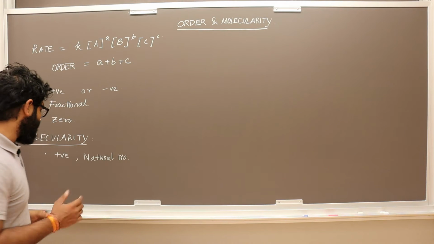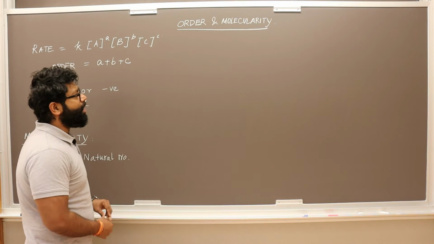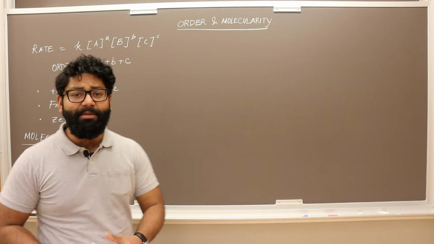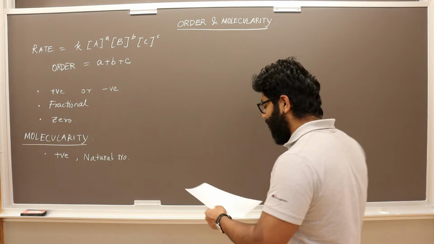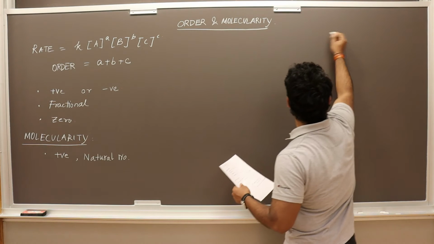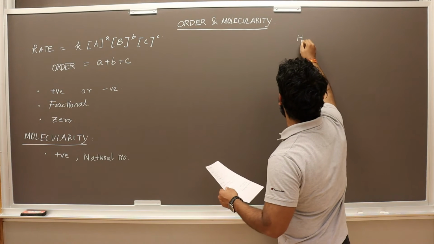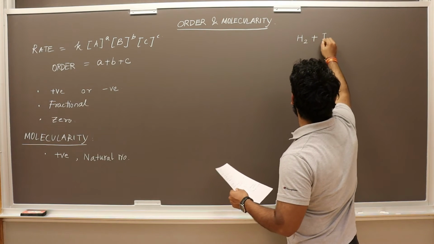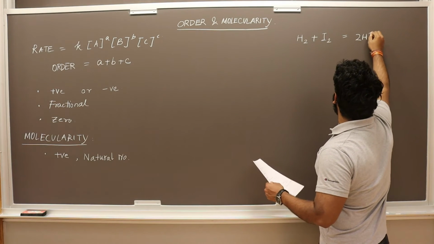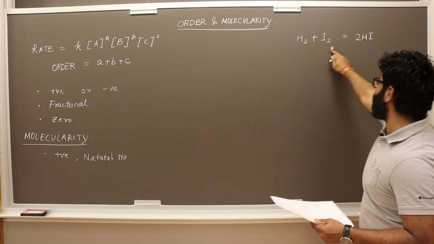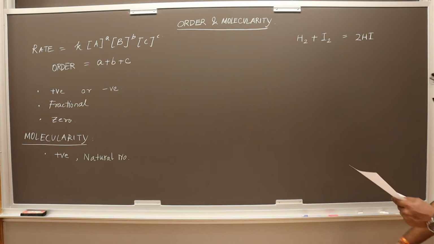Now let's combine the concepts of equilibrium and rate, because these are very similar. And let's talk about a reaction which has been dealt with experimentally before. So hydrogen plus iodine gives 2HI. So this is an experiment.